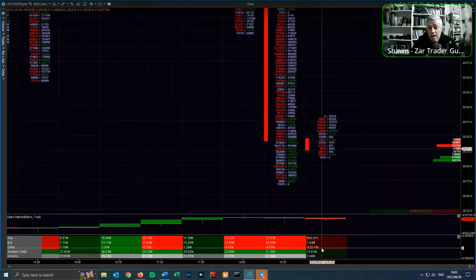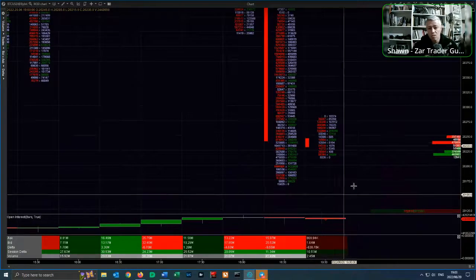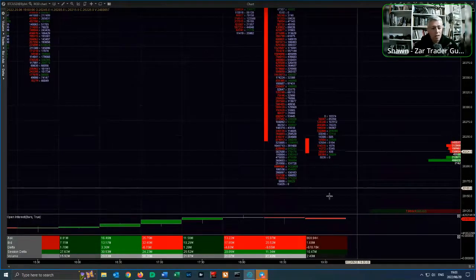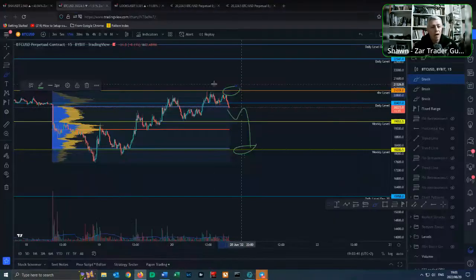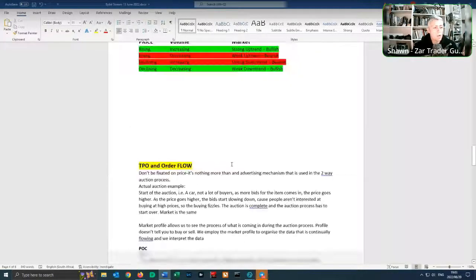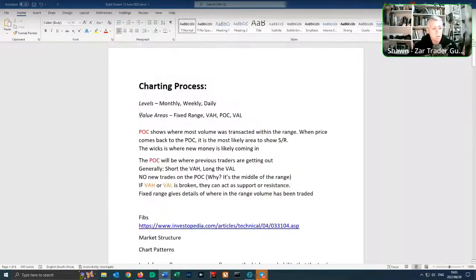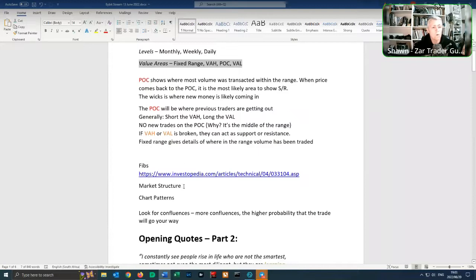You could take a trade here, but for me, this isn't a high probability trade because there's not multiple areas of confluence. The goal is to enter a trade where there are multiple areas of confluence, hence charting your levels on the chart, charting your value areas, looking for the POC, charting your fibs, looking at your market structure and your patterns.